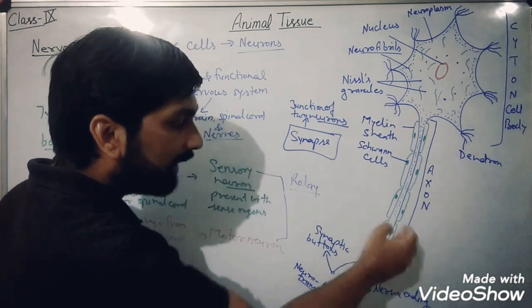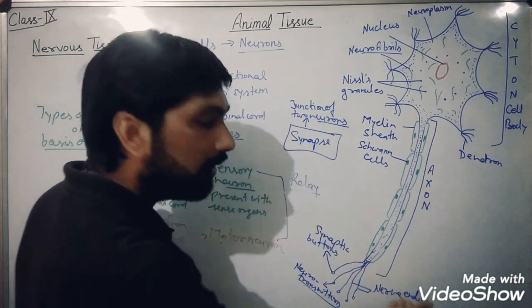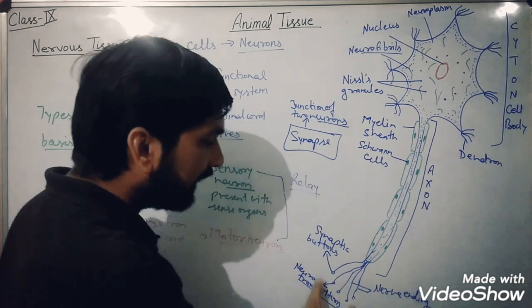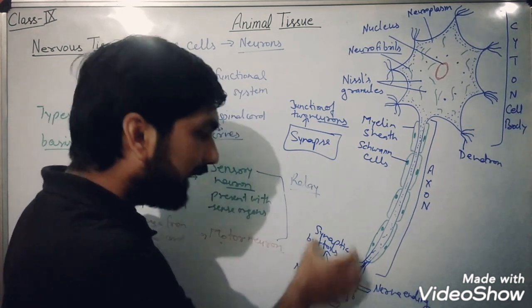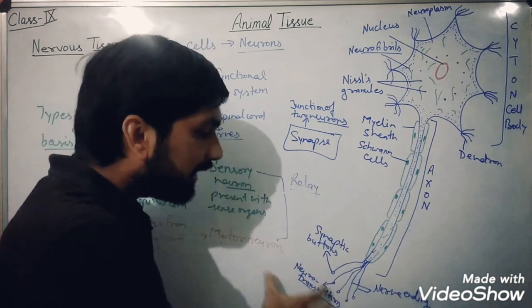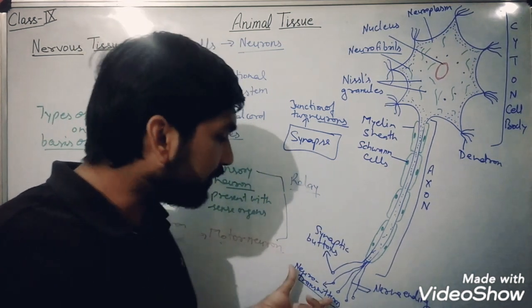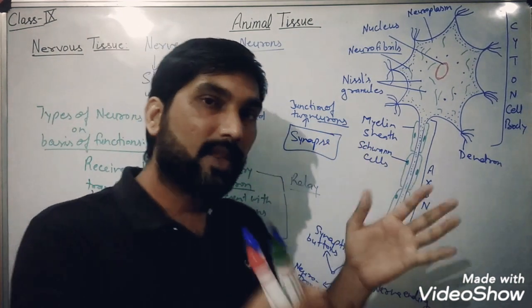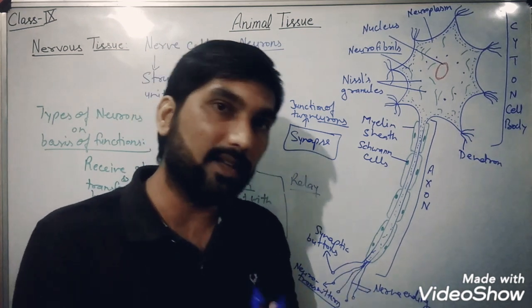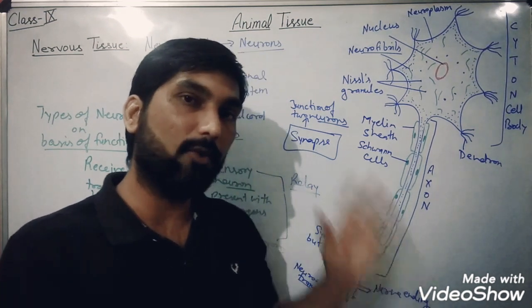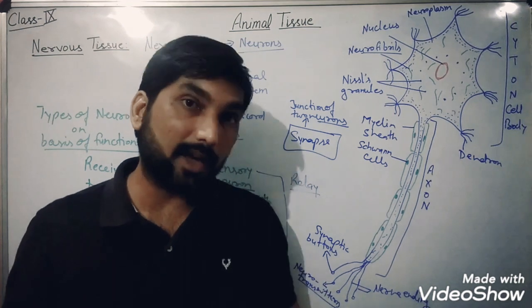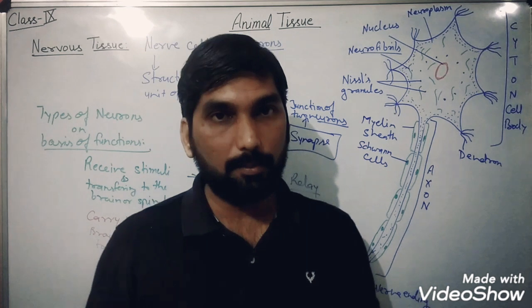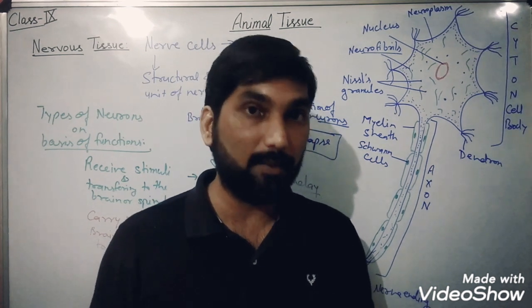At the end of the axon are the nerve endings, and here some swollen structures are present, known as synaptic buttons. These buttons have chemicals in them, known as neurotransmitters. And this is what a synapse means: when two neurons connect together, that junction is known as the synapse. So that is all for the nervous tissue.